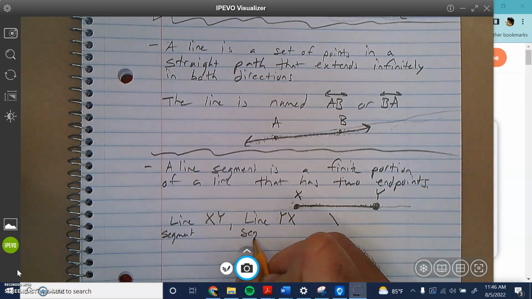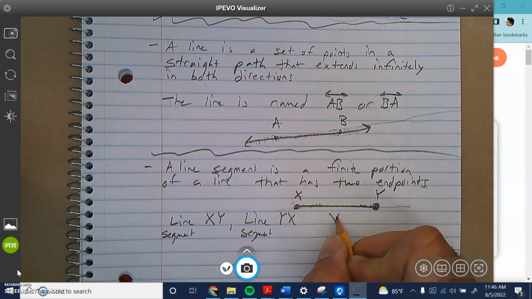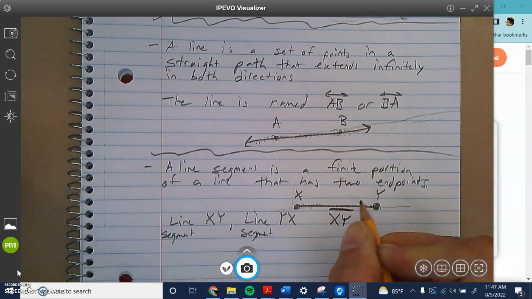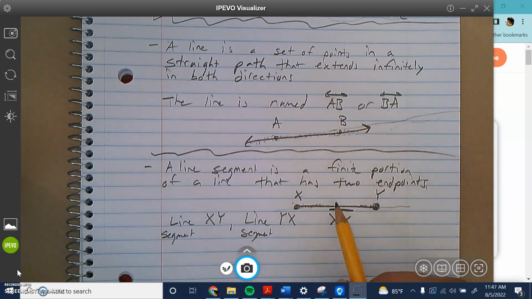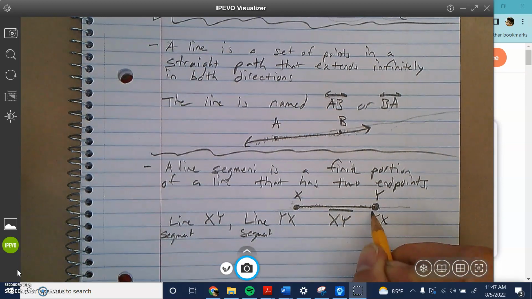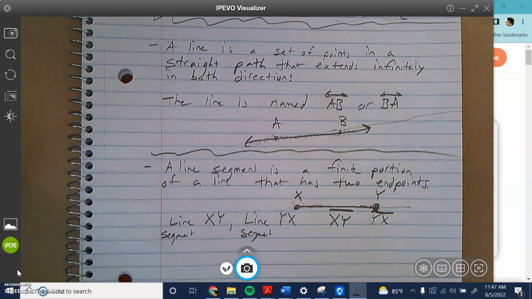So you can write line segment XY and just draw a line over it. Notice up here, it had the arrows because that's a line, which means it goes forever. This does not go forever, so I just draw the straight line up there. No arrows on the top. YX, like that. Okay, so line segment XY, line segment YX. That's the difference. One goes forever in both directions, one does not.